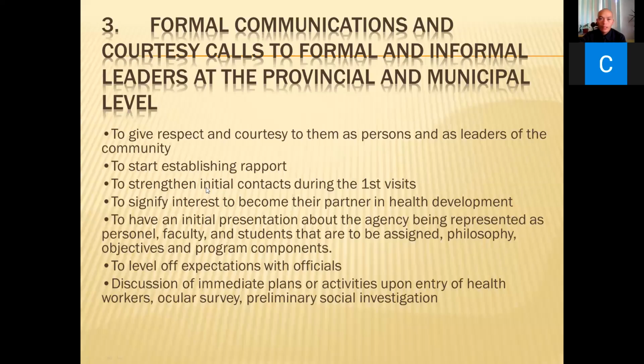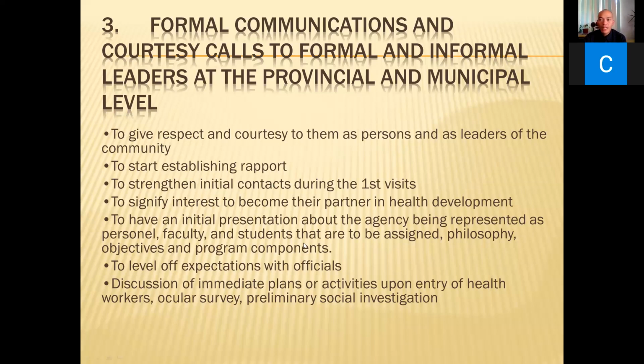Okay, formal communications and courtesy calls to formal and informal leaders at the provincial level and municipal level. Okay, why do we do this? To give respect and courtesy to them as persons. Okay, because even not being leaders, we have to acknowledge that that is their territory, that is their house, that is their barangay. Okay, so we have to introduce ourselves.